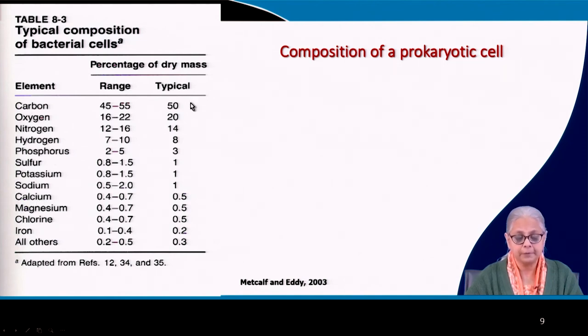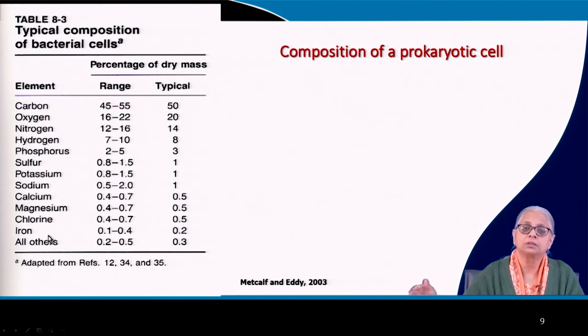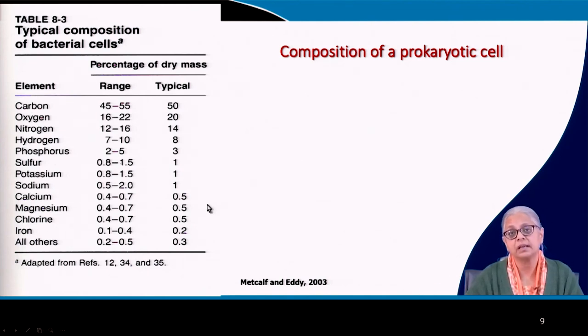So these are what we call macronutrients. And then we have the micronutrients: calcium, magnesium, chlorine, iron, and so many other elements that are part of the periodic table. They are all below 1%, and we call them micronutrients. The others above, equal and above 1%, they are all macronutrients.